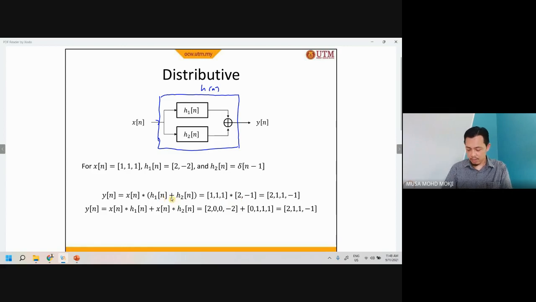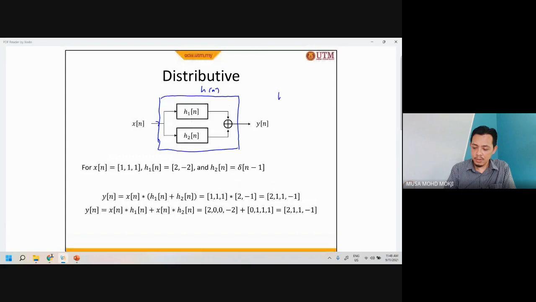So let's do this. This is h1, h2, right? Actually we are solving this one first. We are solving h[n], which equals h1[n] plus h2[n]. So what is h1[n]? h1[n] is this one, 2, -2, plus what is h2[n]? We already know this, it is 0, 1.